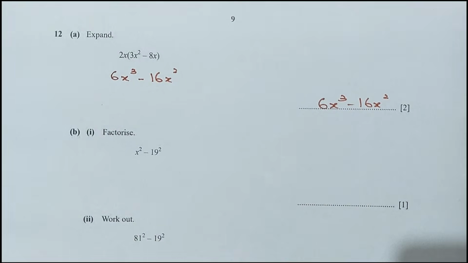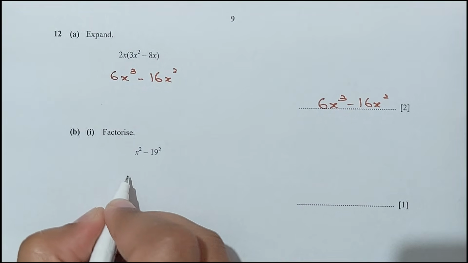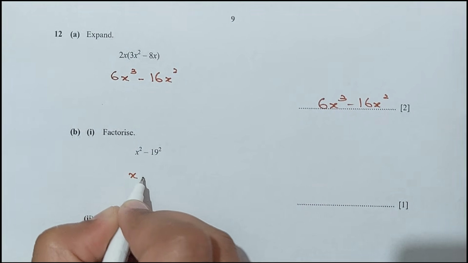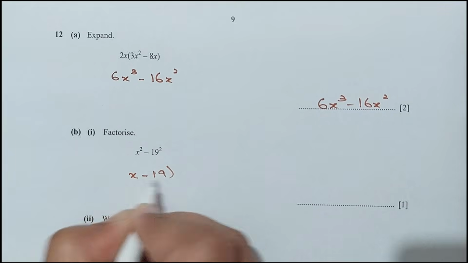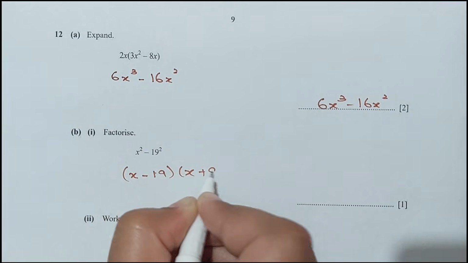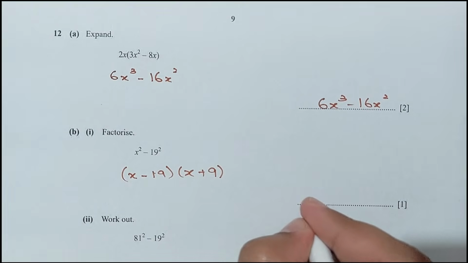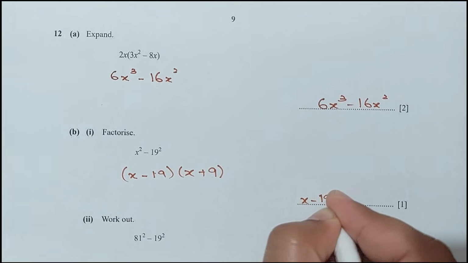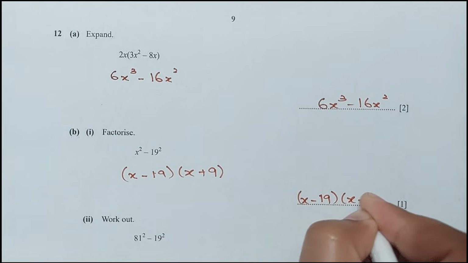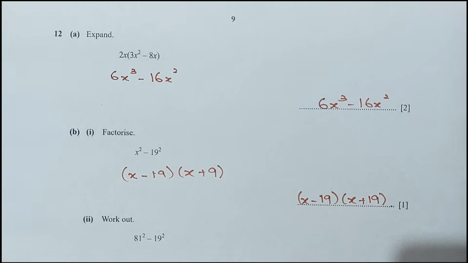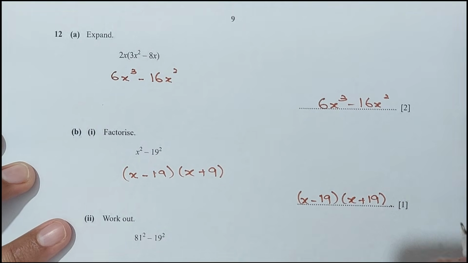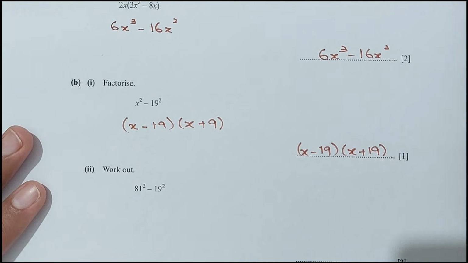Part B, number 1, factorize. Okay, so difference of squares formula, which is x minus 19 into x plus 19. When you have a square minus b square, this would be a plus b into a minus b, the two factors. X minus 19 and x plus 19, or x plus 19 and x minus 19. This is your choice.